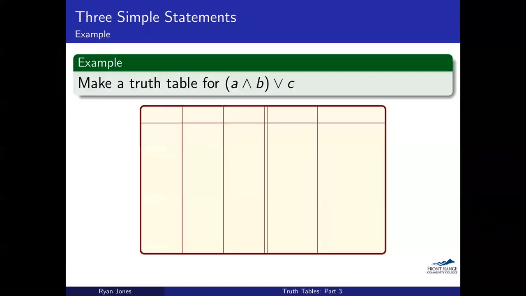So let's do an example. We're going to make a truth table for A and B, and then all of that, or C. And remember, it's good that I have the parentheses here, because otherwise we would be stuck as far as our order of operations went. We wouldn't know what to do. So let's start off with an A, a B, and a C. The question we ask ourselves is, what values do I put here? Well, I do TT, TF, FT, FF. That's our standard 2 statement table.